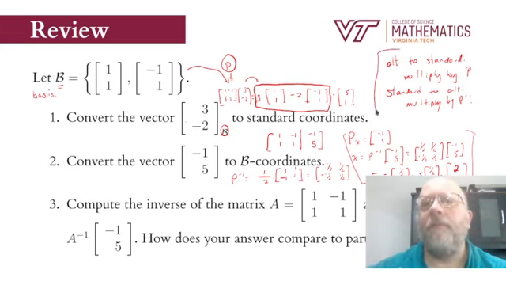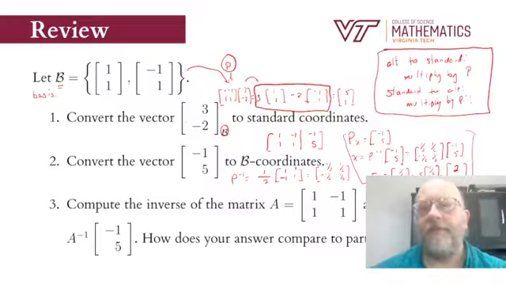This is a fact that we're going to be using later on today, though, that we can convert between standard and alternate coordinates by multiplying by either P or P inverse. So let's go ahead and dig into chapter 4.3 now.